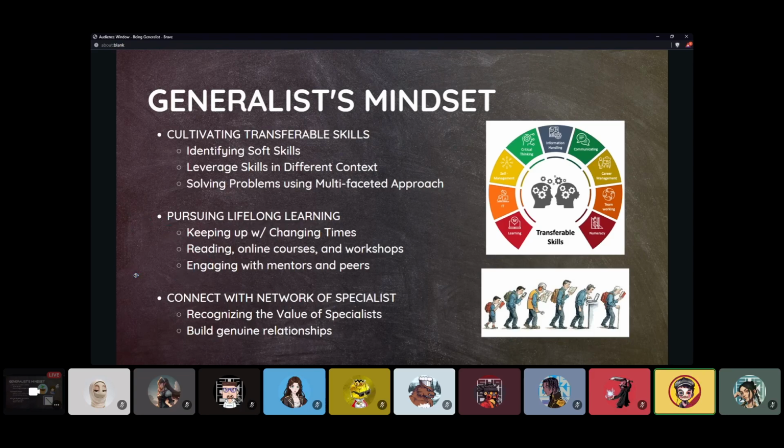For the fifth one is to pursue lifelong learning. So let's emphasize that there's the value of continuous learning, right? As we grow, as we age, we must keep learning, not just within the four corners of our classroom, but because it is a must actually to keep learning. So first, about pursuing lifelong learning is to keep up with the changing times.